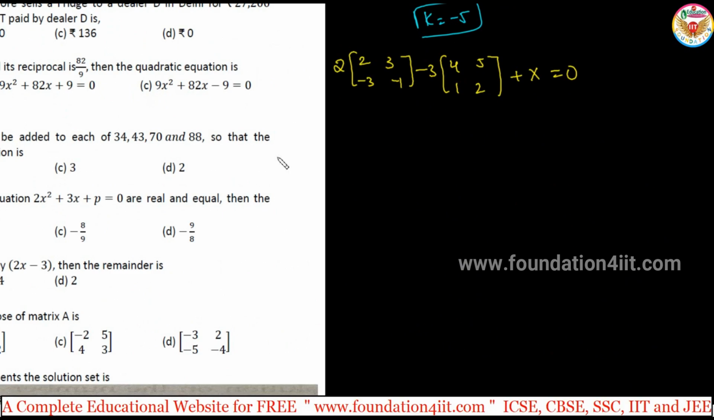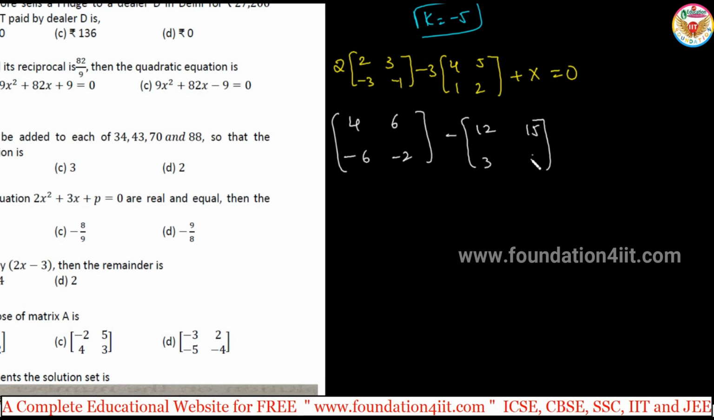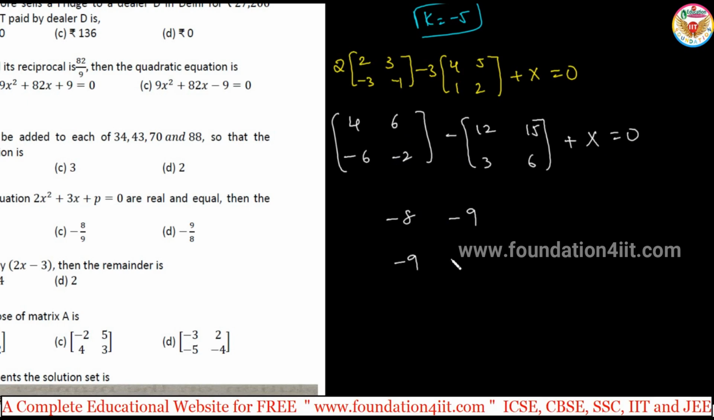Let us simplify this. 2 into every element, so 4 6 minus 2, and minus 2 into minus 1. With the minus 3 only multiply, not minus as it is. 3 4s are 12 and it is 15, 3 and 6, plus matrix X is equal to 0. First two we can subtract. 4 minus 12, so minus 8, and it is minus 9. Same, minus 9, minus 8, plus matrix X is equal to 0.